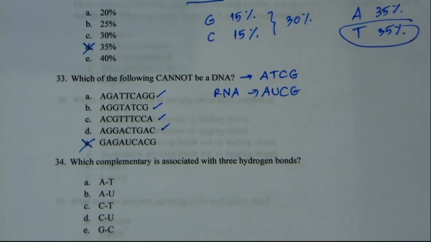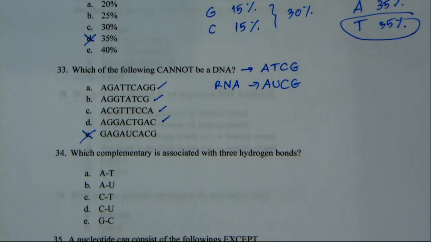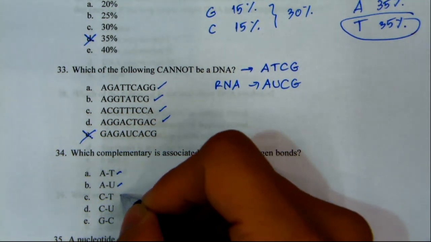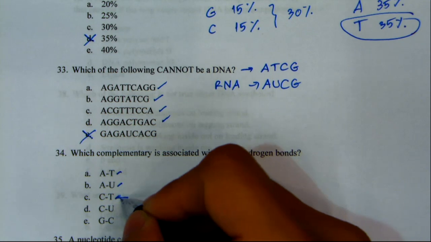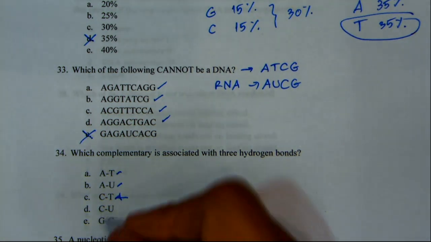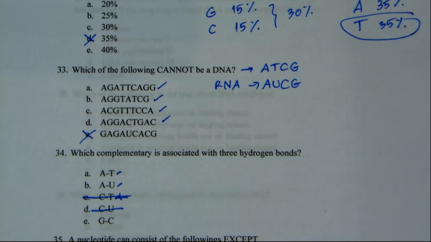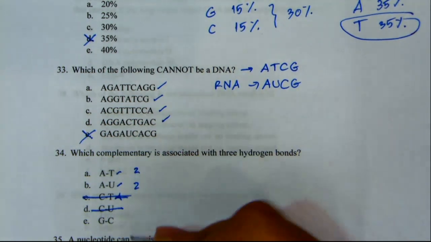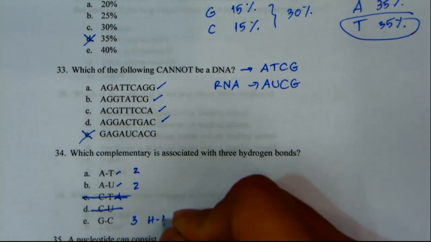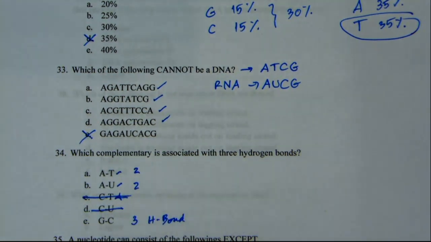Okay. Next one. Which complementary pair is associated with 3 hydrogen bonds? So this one, you need to memorize. So all of the AT, AU, this one, is this possible? CT? No, this one is not possible. So this one is 2, and this one is 3 hydrogen bonds. So the answer is E.